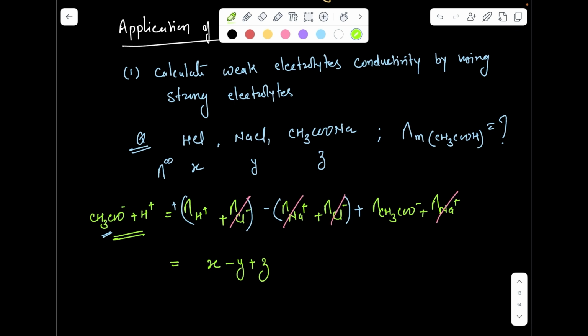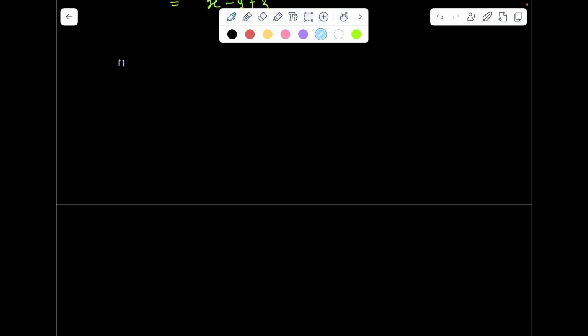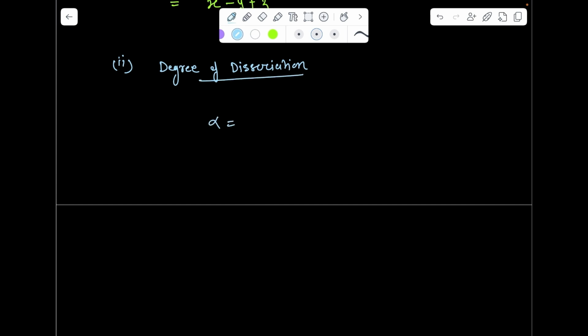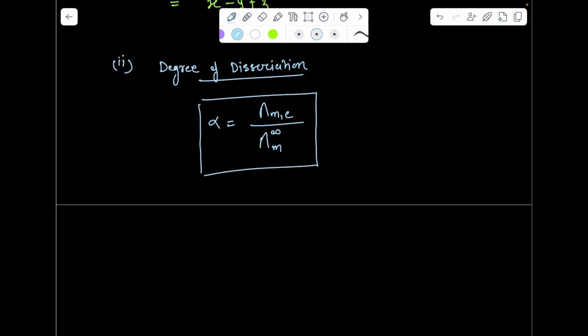So this is the first application of the Kohlrausch law, which is utilized to calculate the conductivity of weak electrolytes. Now we'll go for the second application. We can calculate the degree of dissociation of weak electrolytes. So that is defined as alpha equals molar conductivity at C concentration by molar conductivity at infinite dilution. This is called the degree of dissociation.